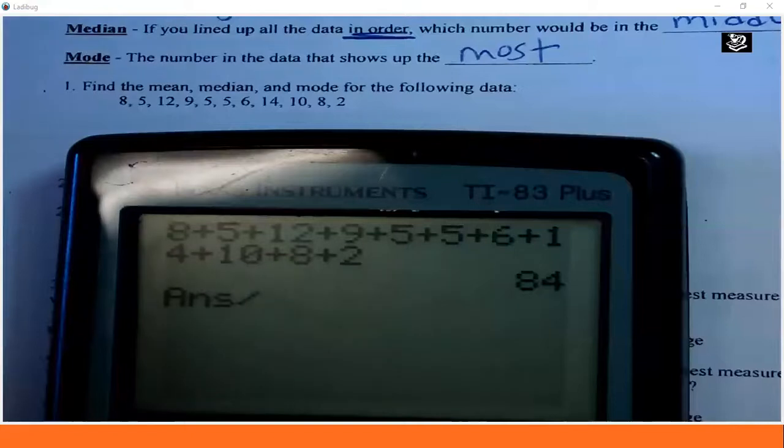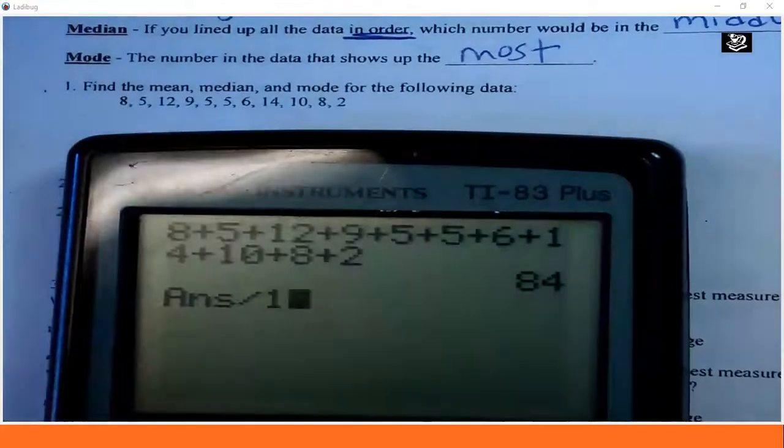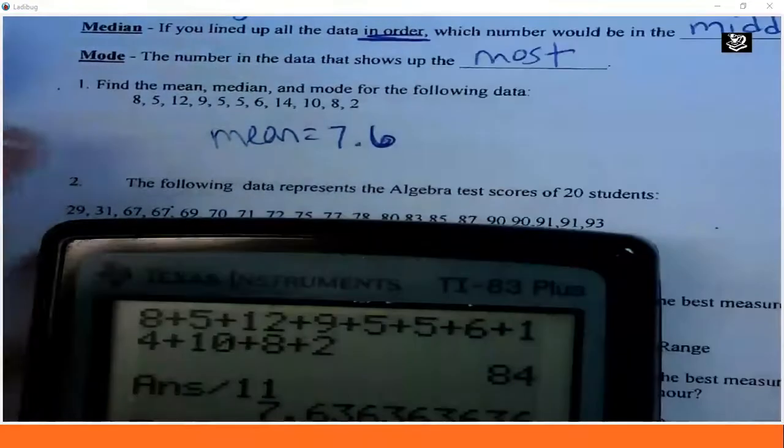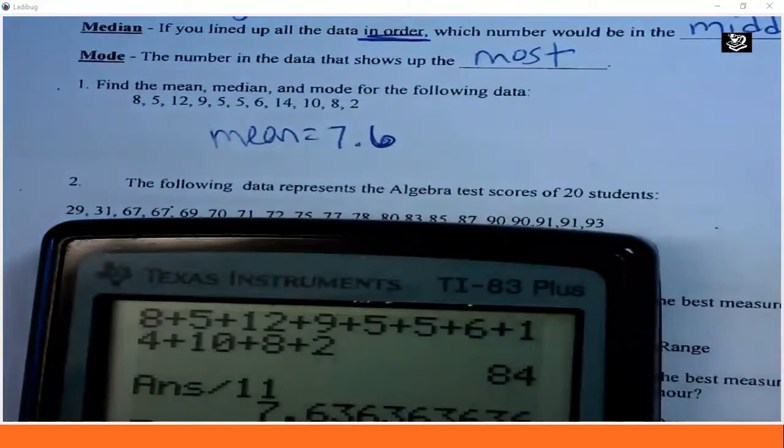Oh, 11. You divide by 11. So we're going to round to the nearest tenth. We'll say 7.6. So your mean is 7.6. You add them all up and divide.